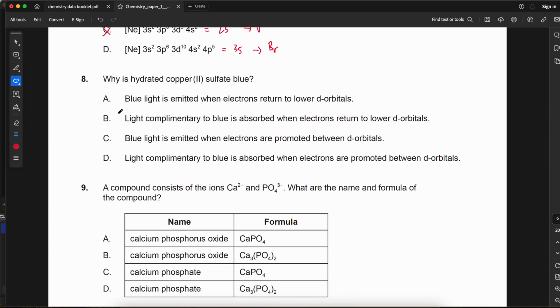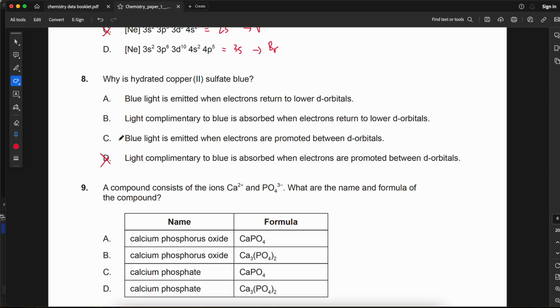Why is hydrated copper 2 sulfate blue? The answer is light complementary to blue is absorbed when electrons are promoted between d orbitals. Okay, why is not A? The blue color of hydrated copper 2 sulfate is not due to emitted light, but rather absorbed light. That's why it's wrong. And for B, it implies that blue light itself is absorbed when electrons return to lower d orbitals. It's actually the opposite. Wavelengths of light complementary to blue are absorbed, leaving blue light to be transmitted, resulting in the observed blue color.